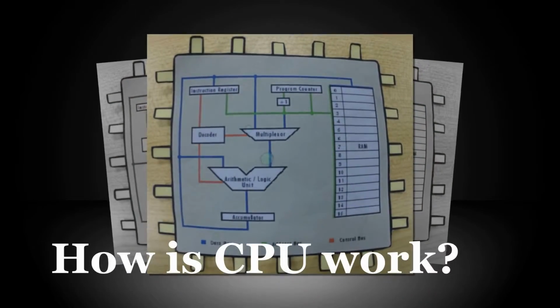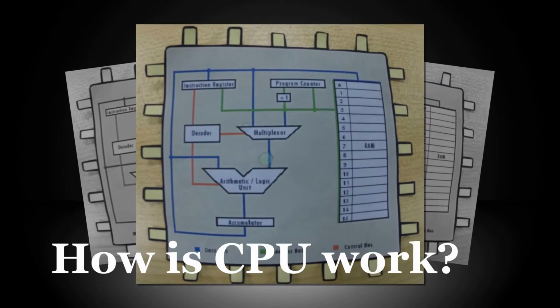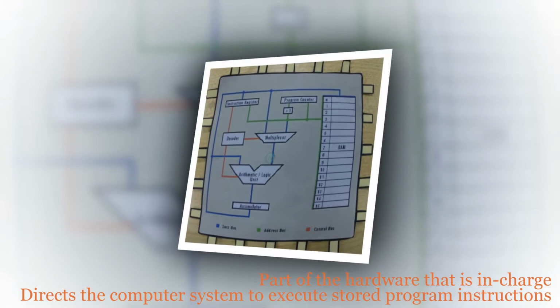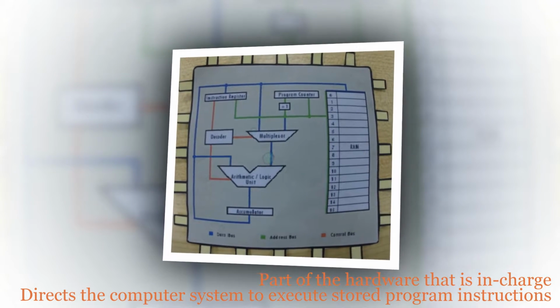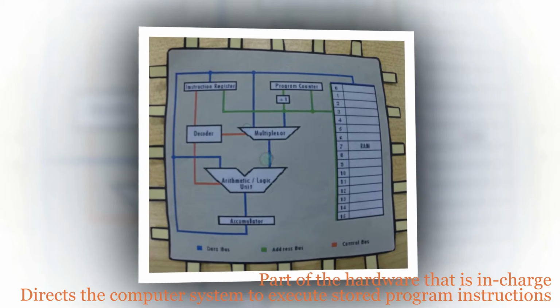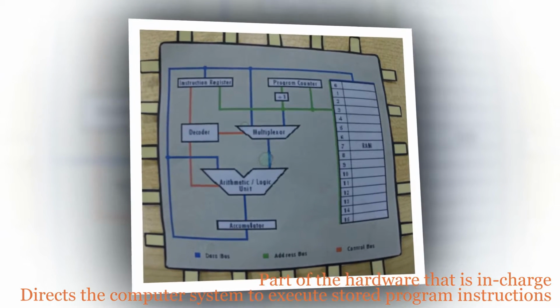CPU works. First of all, what is a CPU? A CPU is a central processing unit, which is a part of the hardware that is in charge and directs the computer system to execute stored program instructions. CPU stands for Central Processing Unit.